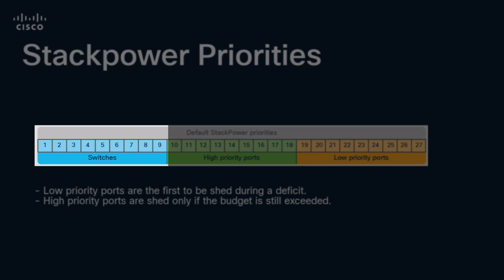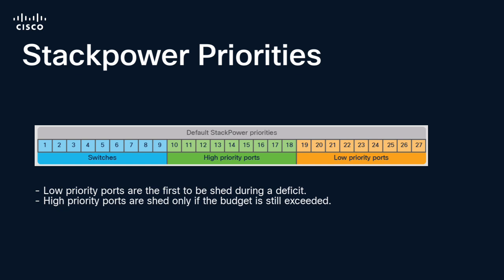First, switch priority. This determines the importance of the switch itself. A value of 1 is the highest priority. If the stack is forced to power down an entire switch to save the rest of the stack, it will start with the switch that has the lowest priority, meaning the highest value configured.